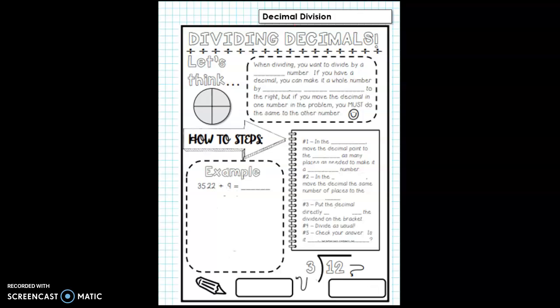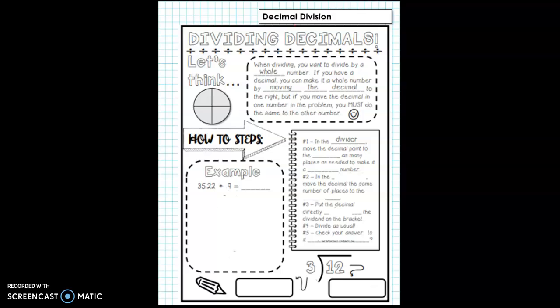In this lesson, we are going to be looking at decimal division. When dividing, you want to divide by a whole number. If you have a decimal, you can make it a whole number by moving the decimal to the right. But if you move the decimal in one number in the problem, you must do the same to the other number.